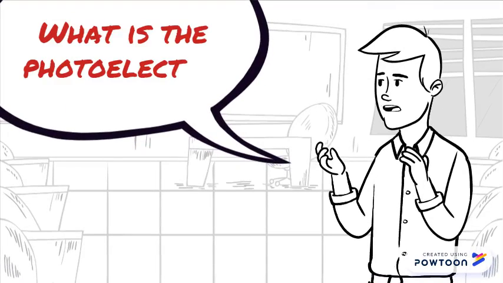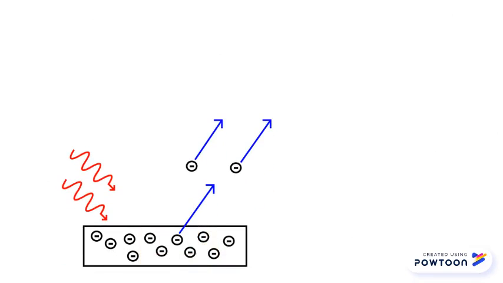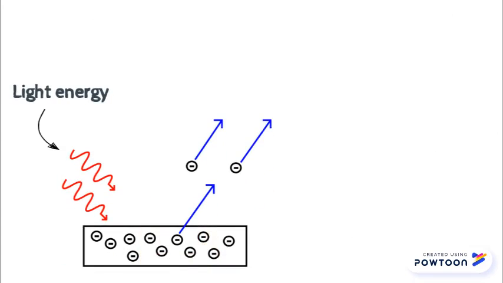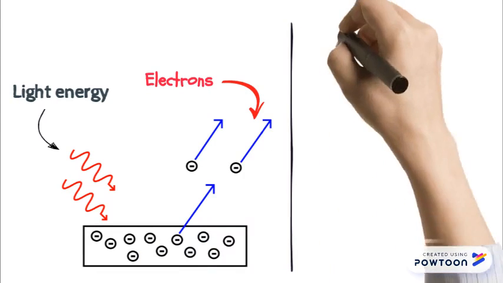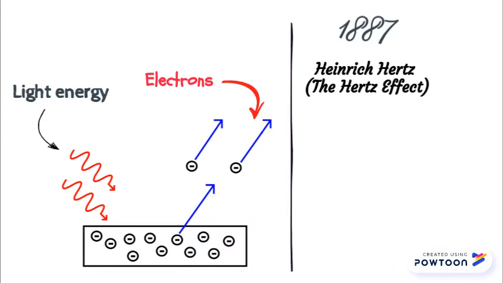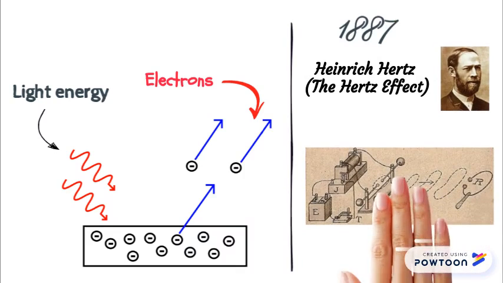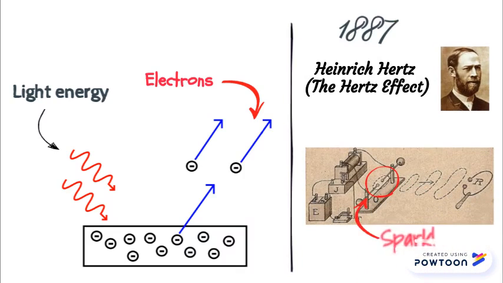So, what actually is the photoelectric effect? It commonly refers to the process where visible light falls on a metal surface, causing electrons to be ejected from the metal surface. It was first observed in 1887 by Heinrich Hertz, when he saw how electron sparks jumped between metals when placed under visible light, with greater sparks under ultraviolet light.